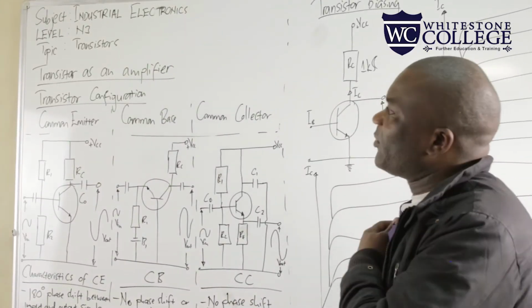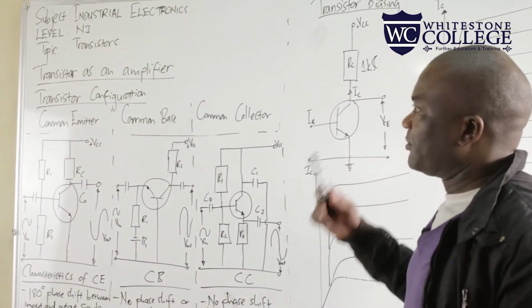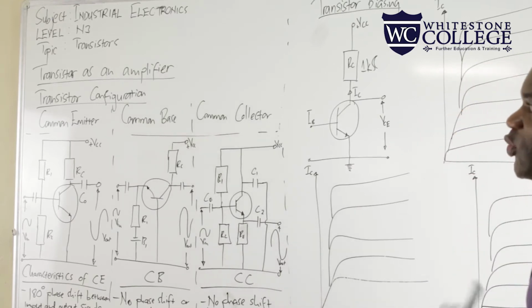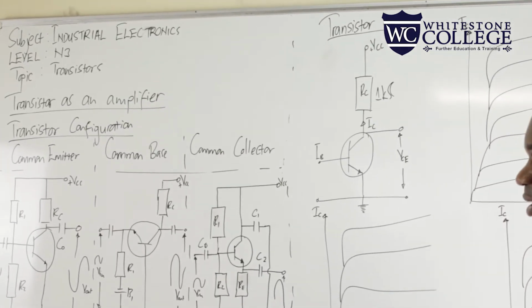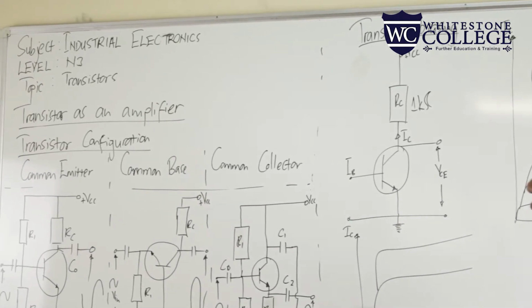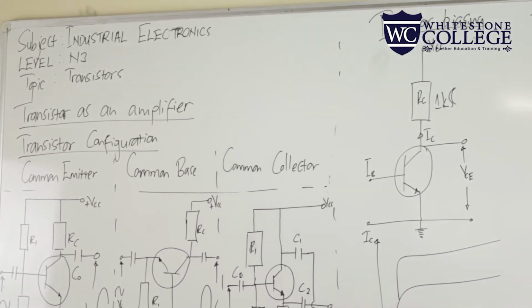All right. Last time we spoke about transistor as a switch. We said there are two major uses of a transistor, which is a transistor as a switch and as an amplifier. Another use of a transistor is as a regulator. But for now, we are going to talk about transistor as an amplifier.